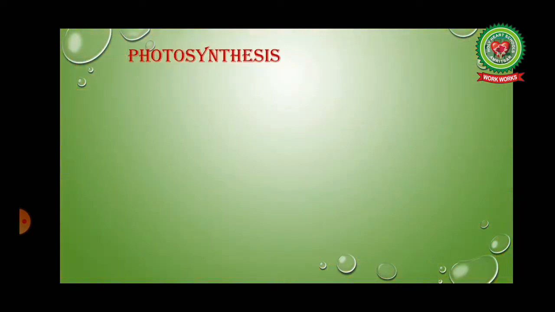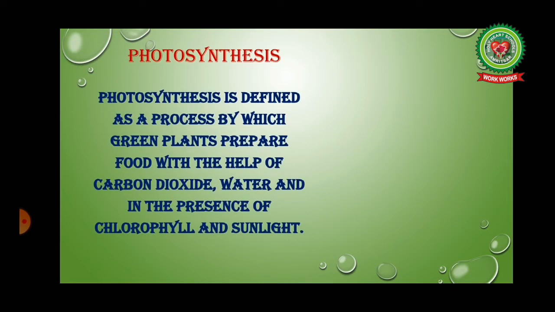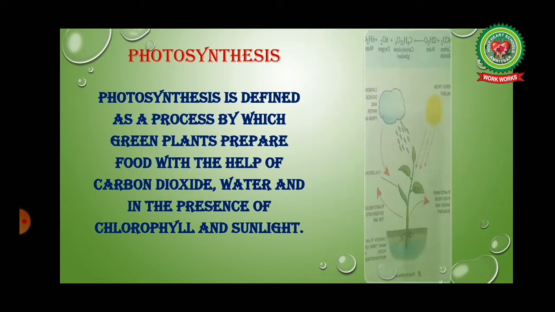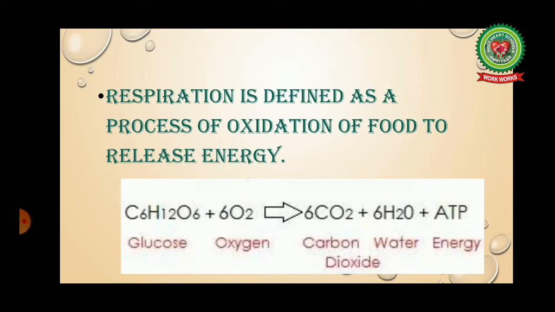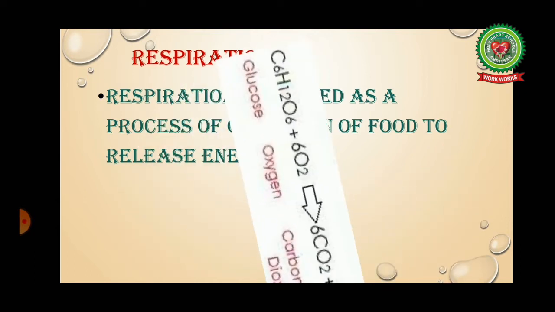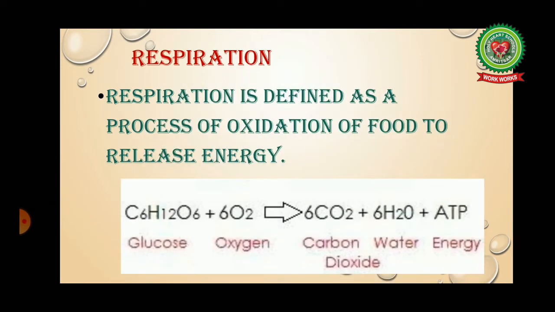So children, first of all, what is photosynthesis? Photo means light and synthesis means to prepare. So photosynthesis is defined as a process in which green plants prepare food with the help of carbon dioxide and water and in the presence of sunlight and chlorophyll. Children, we have already studied the process of respiration. Respiration is defined as a process of oxidation of food to release energy.